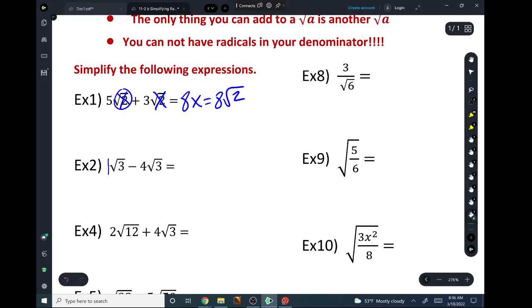All right, so how many root 3's are here? 1. 1 root 3 minus 4 root 3. Wow, you suck at subtraction. Negative 3 root 3. Done.